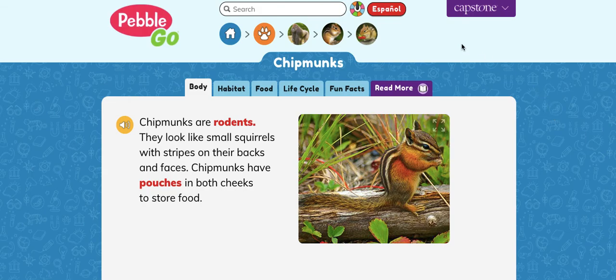First of all, notice that our search bar is still here and that this could be read in Spanish. Here's our breadcrumb trail. And here is our article's title, Chipmunks. The chipmunk article, every article in Pebble Go, is divided. This one is divided into body, habitat, food, life cycle, fun facts, and read more. These pop-up rectangles are called tabs.